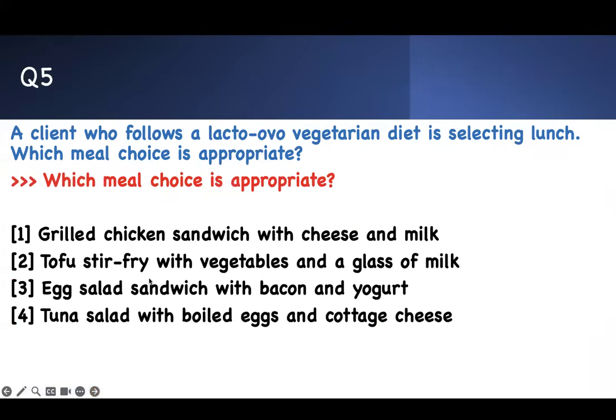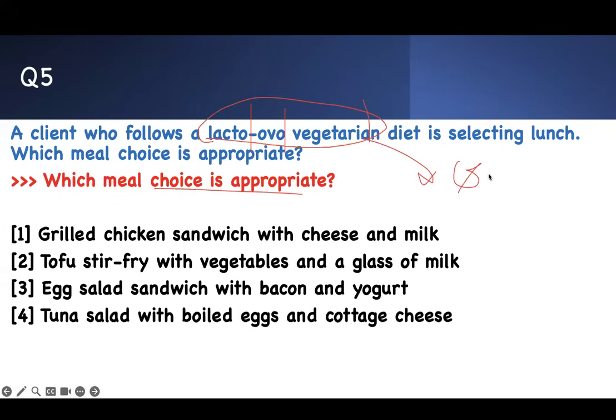Test-taking strategy, content-based, NCLEX review questions. The client who follows a lacto-ovo vegetarian diet is selecting lunch. Which meal choice is appropriate? This is straightforward. When you see this kind of question, don't run away from it. Go for the buzzwords. Lacto-ovo vegetarian with meal choice. Then sit back and underline it.